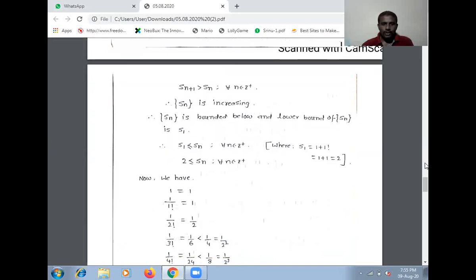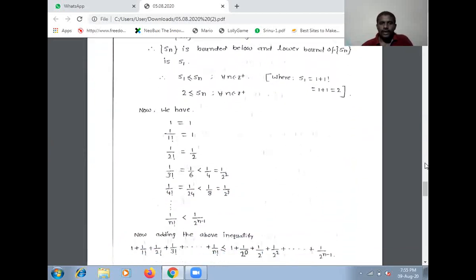So now we have to find the supremum of Sn. So we have to show it is a bounded above sequence. ఇది ఎగువ పరిబద్ధ అనుక్రమం అని చూపించాలి. ఎగువ పరిబద్ధ అనుక్రమం అవుతుందంటే దానికి ఎగువ హద్దు ఎగ్జిస్ట్ అవుతుందని అర్థం.